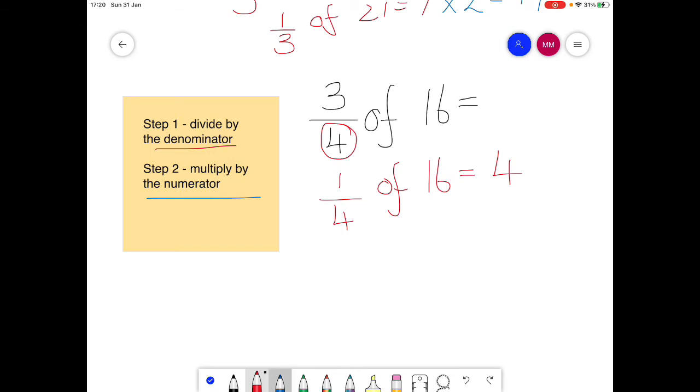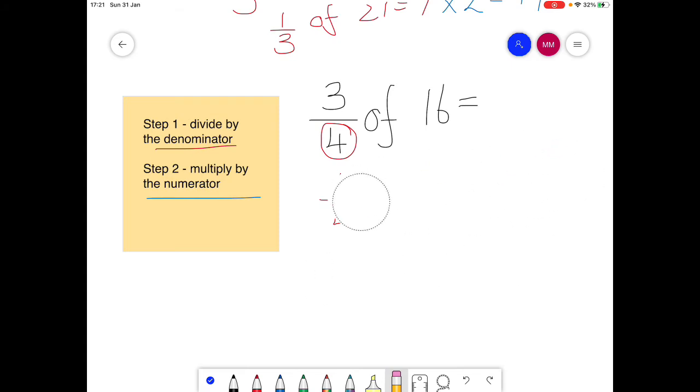But remember, we were asked to find 3/4, so we have to multiply that answer by the numerator to get 3/4 of 16. So 3/4, we're timesing our answer by the numerator. 4 times 3 is 12. So 3/4 of 16 is 12.